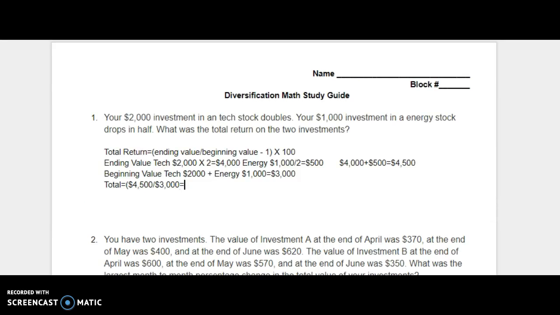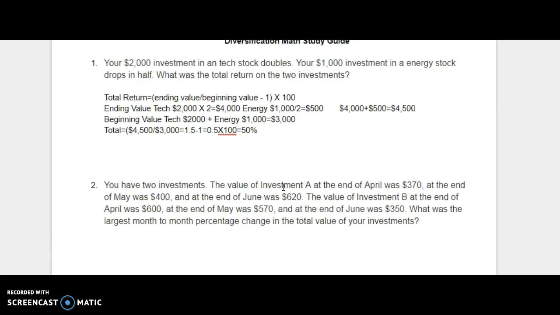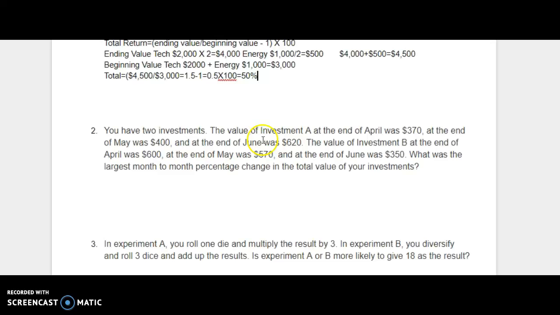When we divide 4,500 by 3,000, we arrive at 1.5. Now remember, the 100% was our original investment, so we need to subtract out the 1 to get our return on investment, which is 0.5. And we know when we multiply that by the last step of 100, that brings us to the percent of 50%. So that is a 50% return on investment for the two investments combined. So again, total return is equal to your ending value divided by your beginning value, minus 1, multiplied by 100.